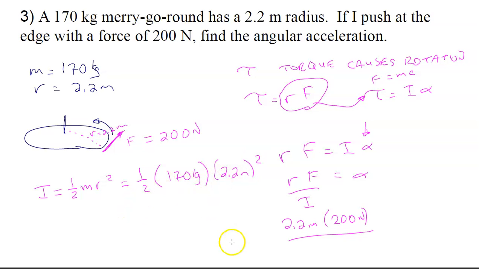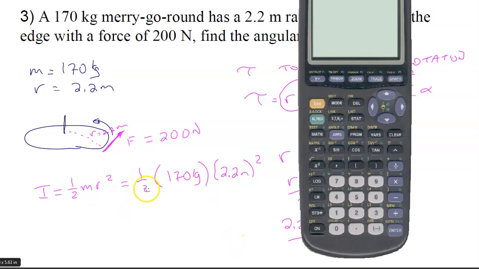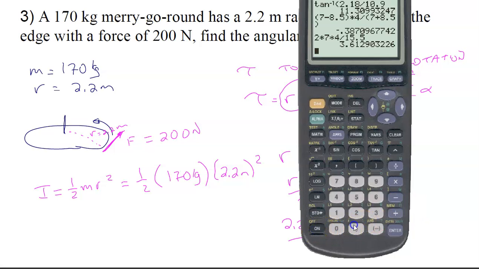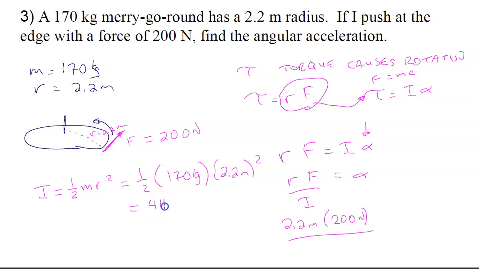Go ahead and get that number and put it down there on the bottom and see what you get. 0.5 times 170 times 2.2 squared, don't forget to square it, would be 411.4. That is a number that tells me how hard it is to spin this thing. And the units there, of course, would be kilogram meter squared.